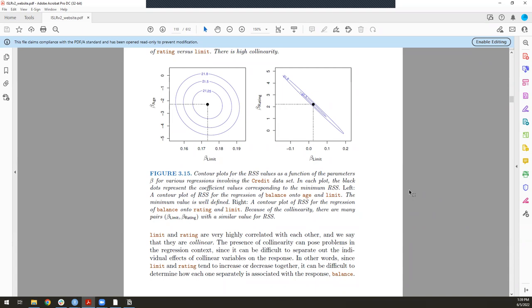You know, so there isn't as much kind of dramatic swings in what the possible betas are.